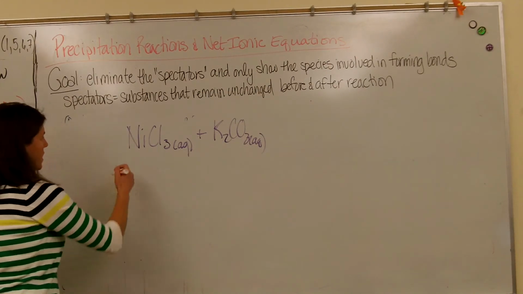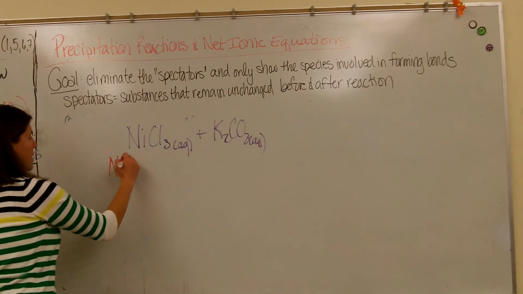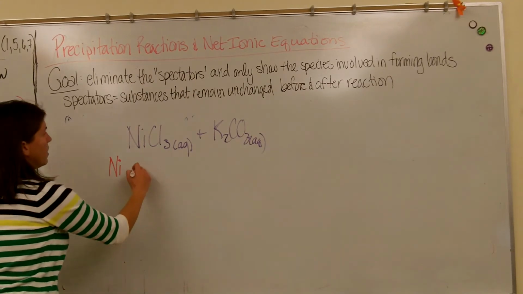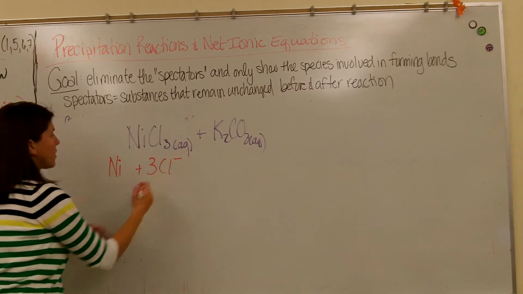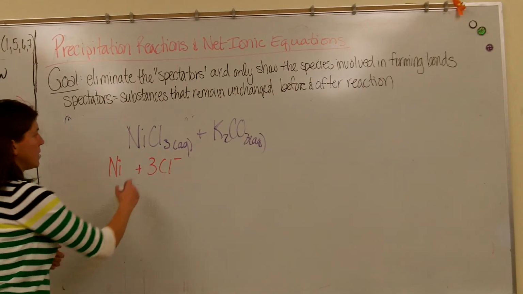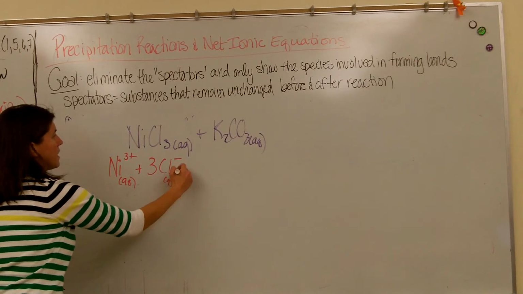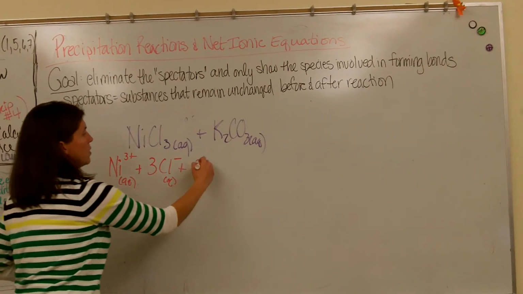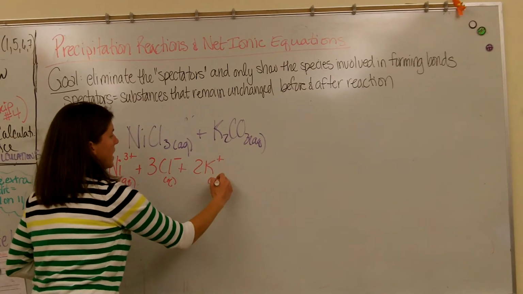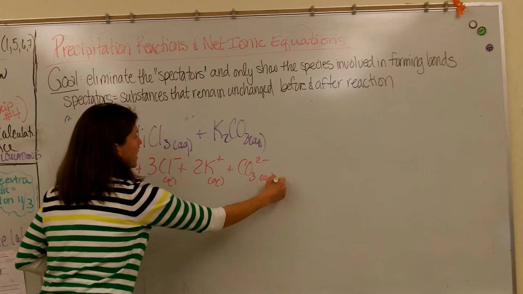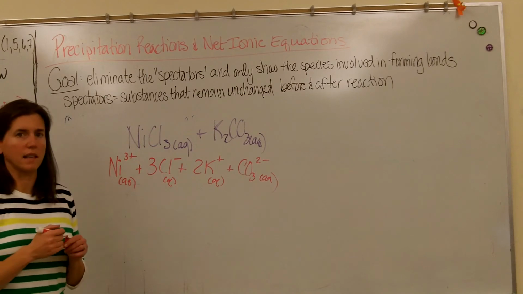So these are going to break apart into ions. So we have a nickel ion. How do I know the charge of nickel? Well, I know that there are 3 chlorines for every 1 nickel, so my nickel must have a charge of +3. Okay, and these are both aqueous. I've got 2 potassium ions, and I've got a carbonate ion. So this is what I have over there in my reactants.